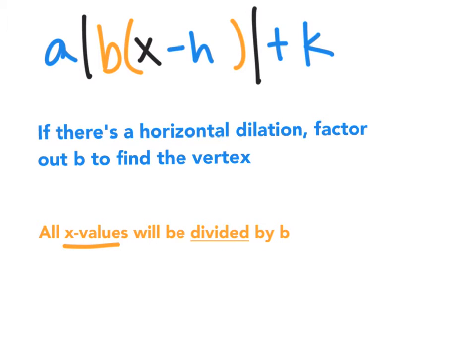So again, here's that just written out. If there is a b, if there's a horizontal dilation, you have to factor out b to find the vertex. And then whenever you're graphing these, all of the x values will be divided by b, just like we've seen before.